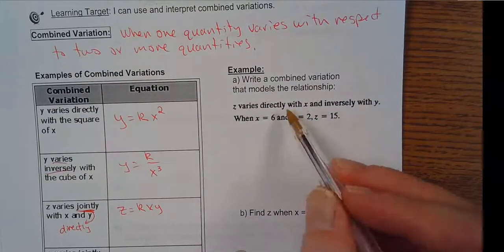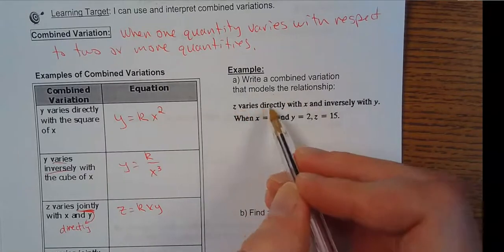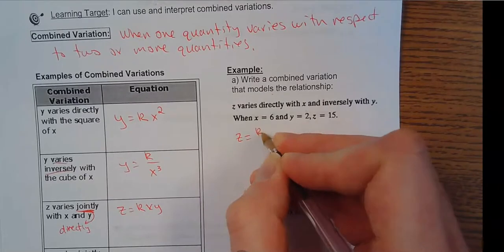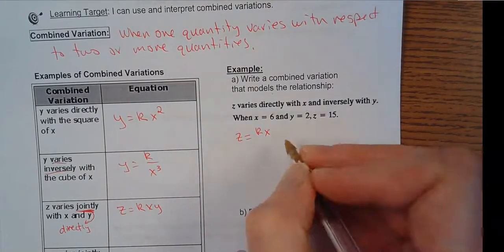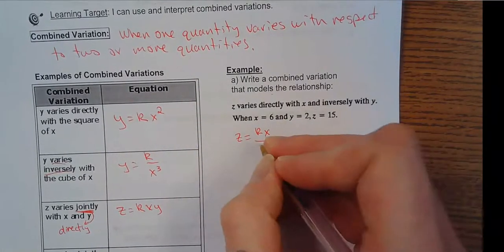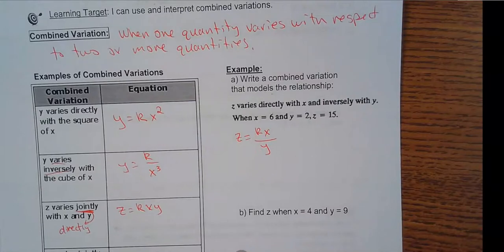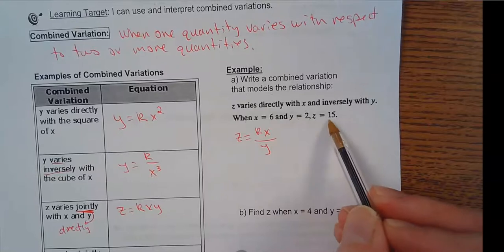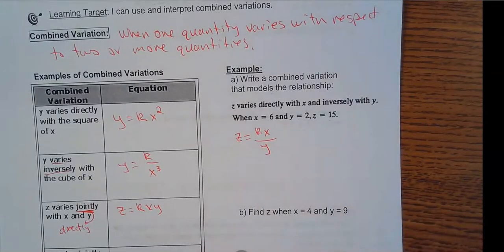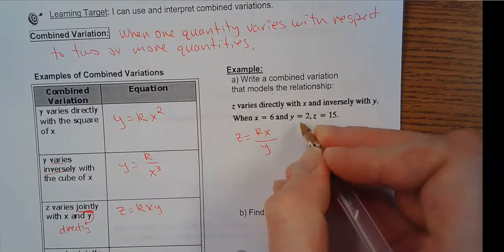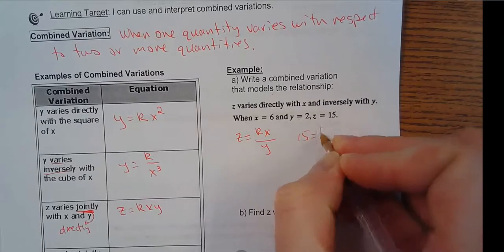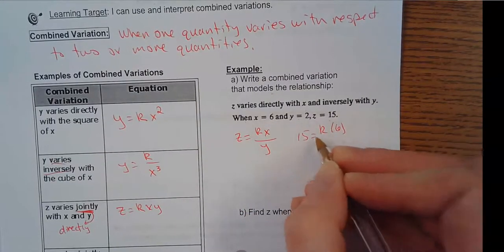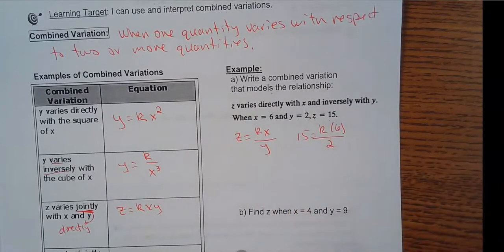So write a combined variation that models a relationship. So z varies directly with x, and there's always a k on top, and inversely with y, so y goes on bottom. Now, when x equals 6, y equals 2, z equals 15. That information is so you can find your k. So z equals 15, x equals 6, and then y equals 2.